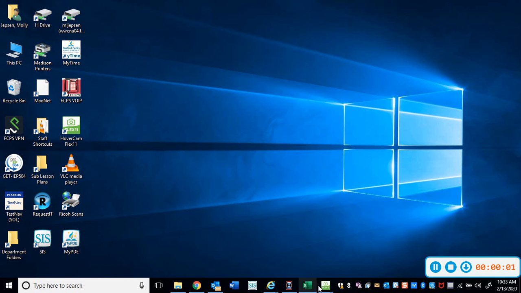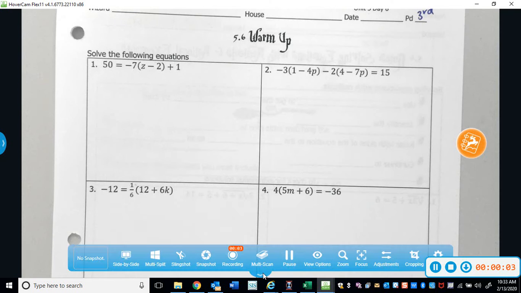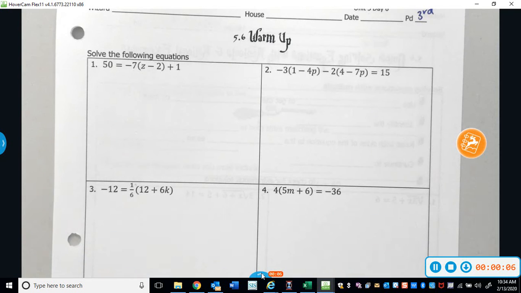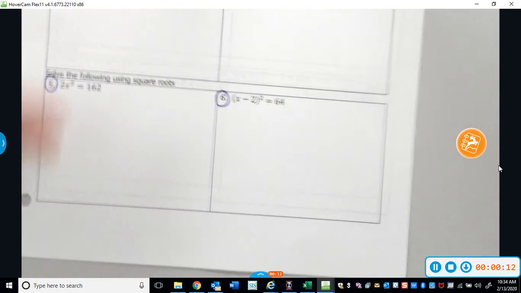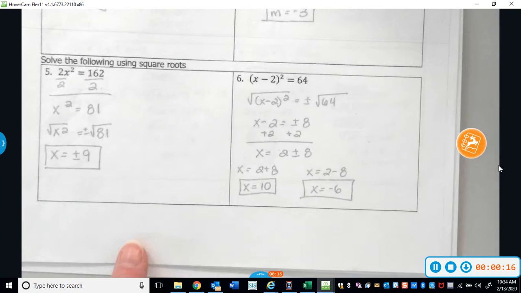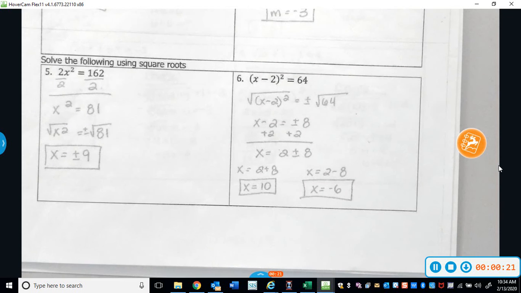The lesson that we started yesterday, we talked about the warm-up already, but I just want to bring your attention to the fact that towards the bottom, when you are solving equations that involve exponents, okay, sorry.